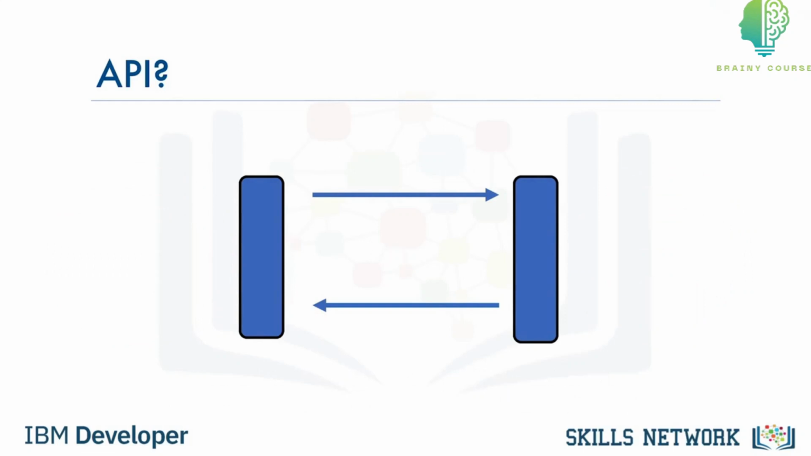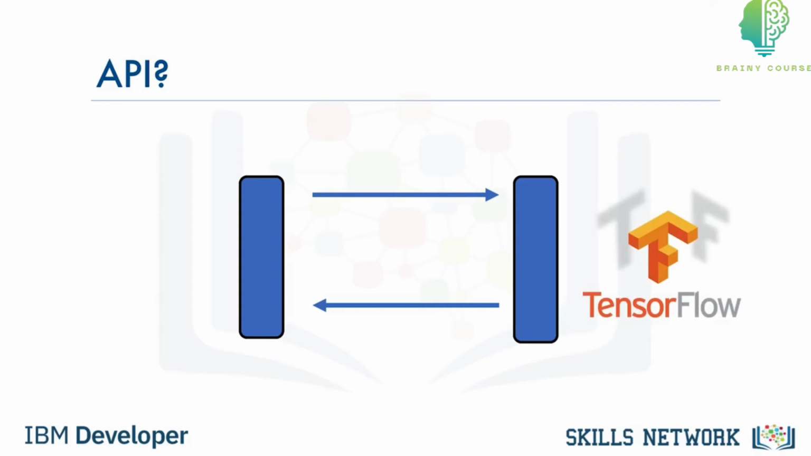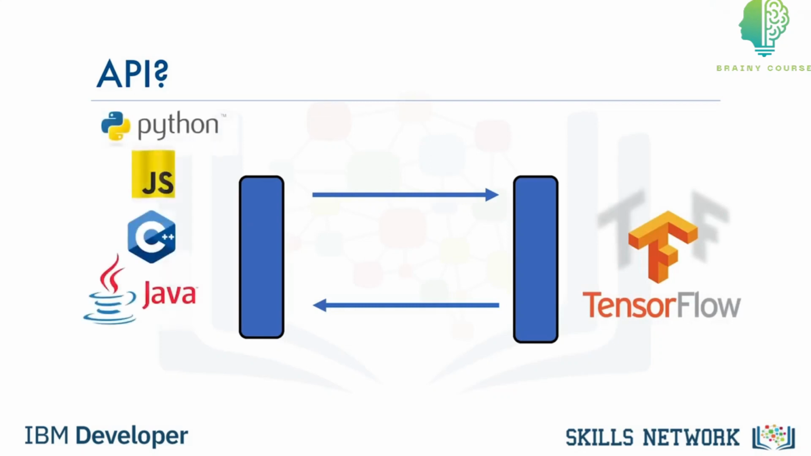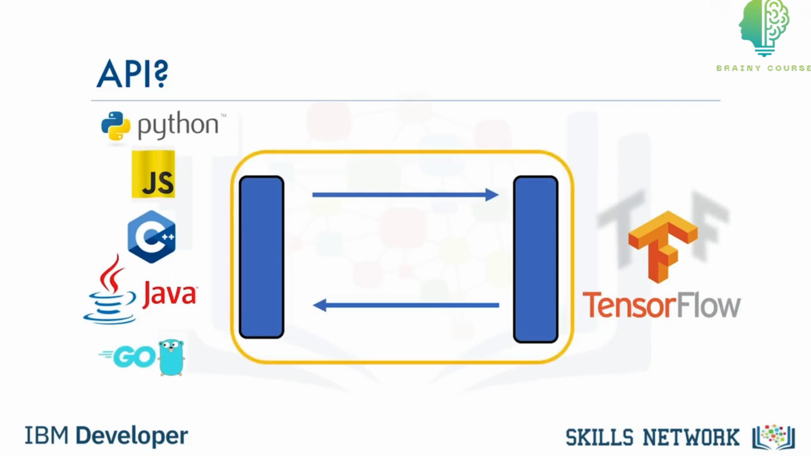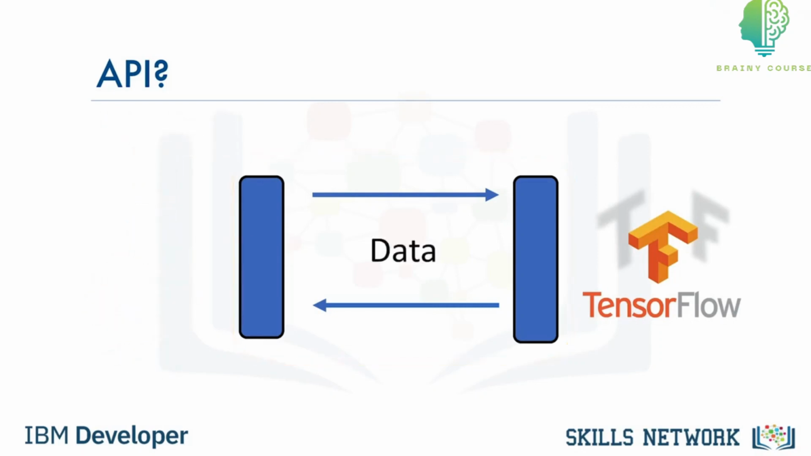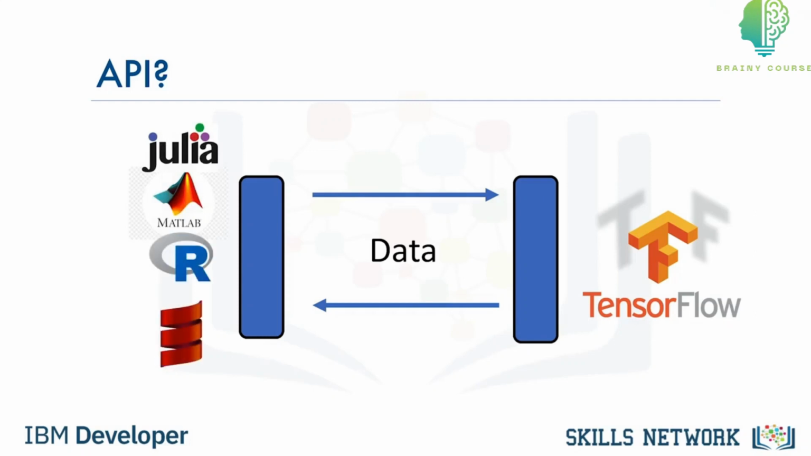There can be a single software component at the back end, but there can be a separate API for different languages. Consider TensorFlow written in C++. There are separate APIs in Python, JavaScript, C++, Java, and Go. The API is simply the interface. There are also multiple volunteer-developed APIs for TensorFlow. For example, Julia, MATLAB, R, Scala, and many more.